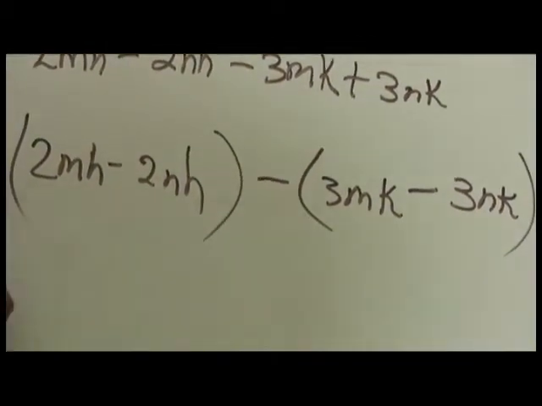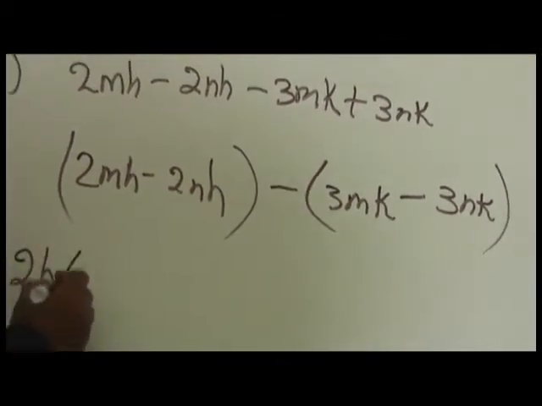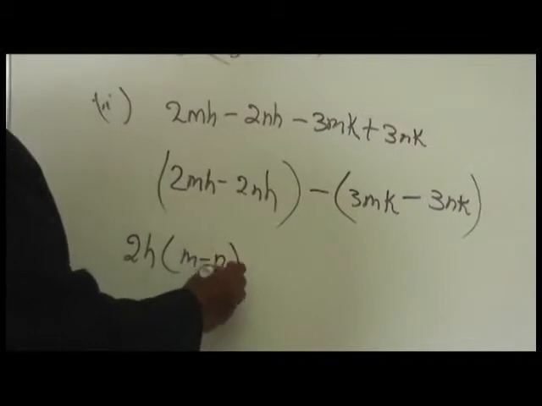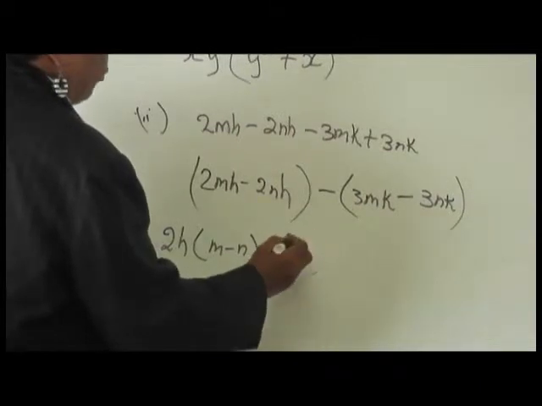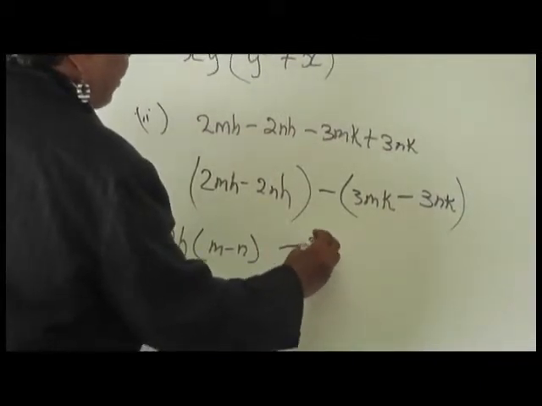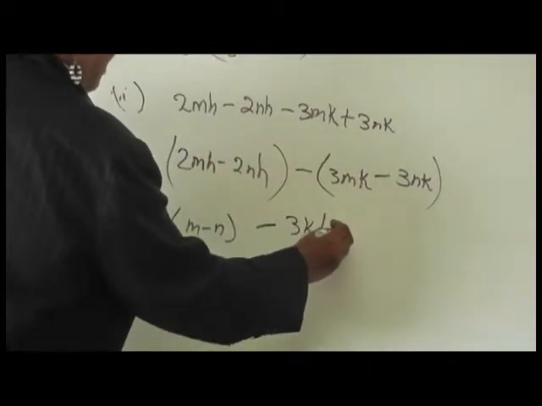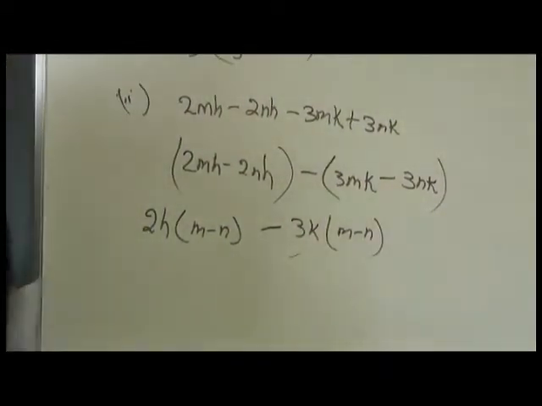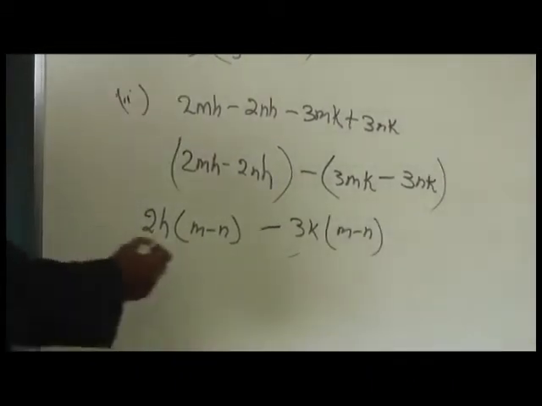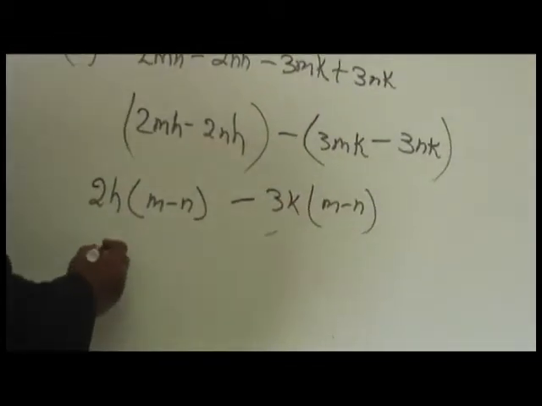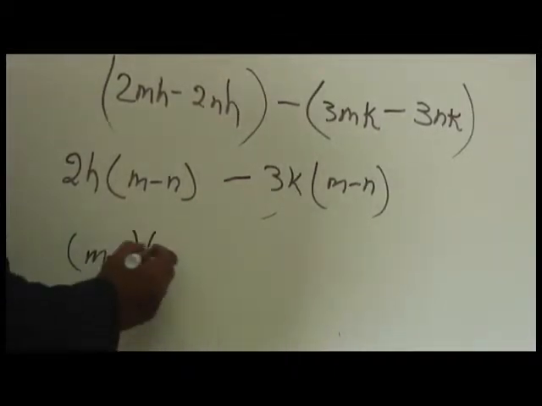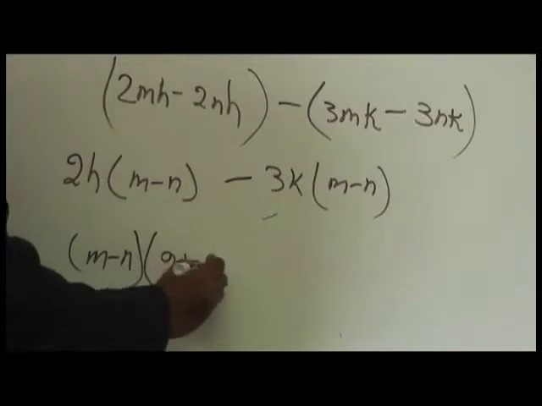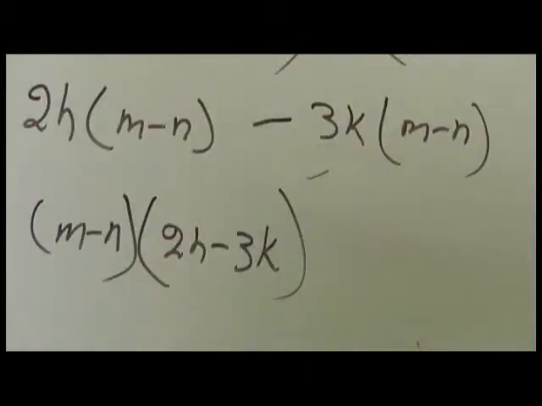What do we have in common? Yes, we have h's, and we can take out 2h. What are we left with inside? m minus n. And it's minus. Again, here, we can see that it is 3k that will be coming out. Okay, so it's 3k. What are we left with inside? m minus n. Did we say m minus n a while ago? Yes. And that is why they say factorize completely, because again, you can factorize. And here, it is m minus n that is common to each term. And what are we left with? It is 2h minus 3k. Alright? And that is the answer.